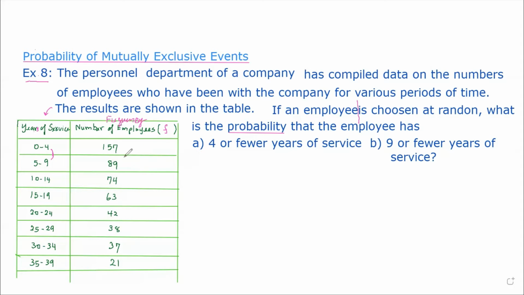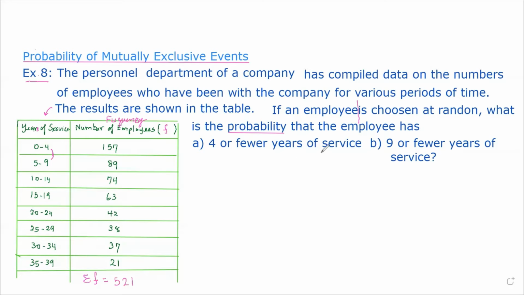First of all, you have to sum up the number of employees, right? Total up. So you just use 157 plus 89 plus 74 plus 63 plus 42 plus 38 plus 37 plus 21. This one is going to be the summation of F. Sum it up, we have 521. You use a calculator. So sigma F is the sum of the numbers of employees, the total of employees from 0 years up to 39 years of service. Okay, so now once you sum it up, we can go back to question A.